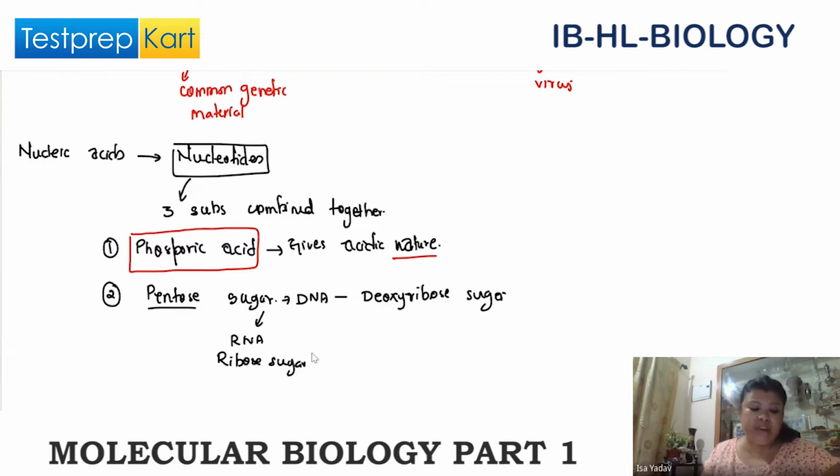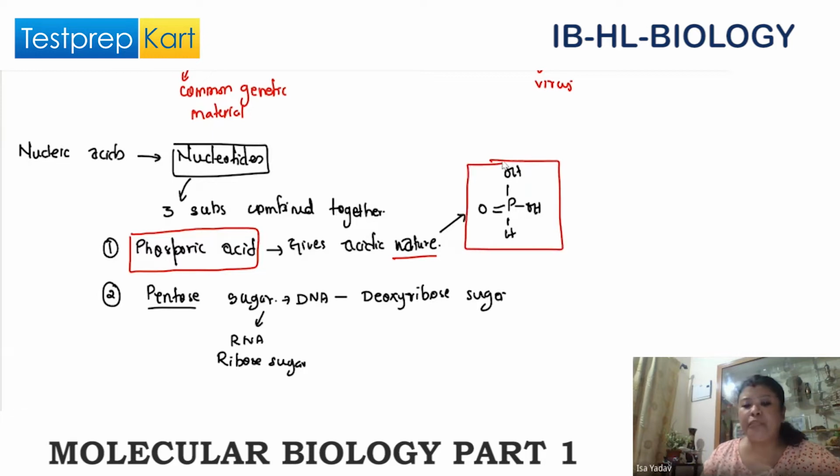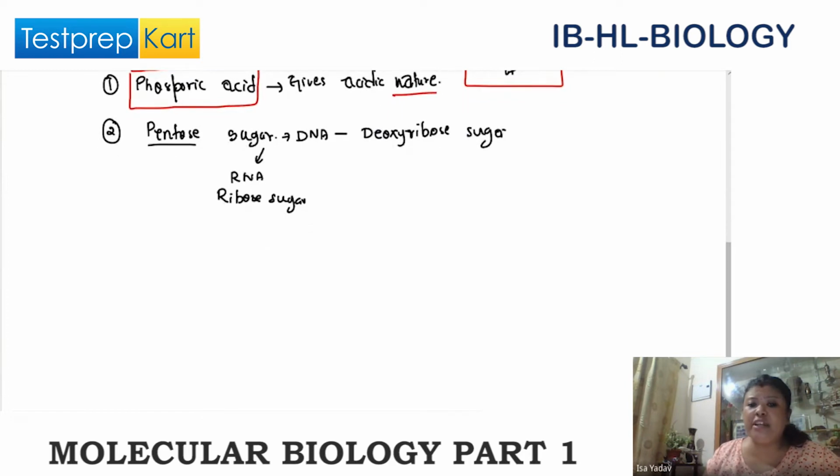To be very precise, let us even look into the structure of the phosphoric acid. This is how the phosphoric acid structure will look like. The OH bond, we have hydrogen and a double oxygen. When you get this structure, immediately know it is the phosphoric acid structure. Let us see next the structure of the deoxyribose and the ribose sugar.